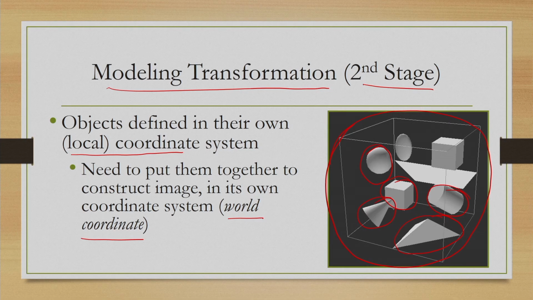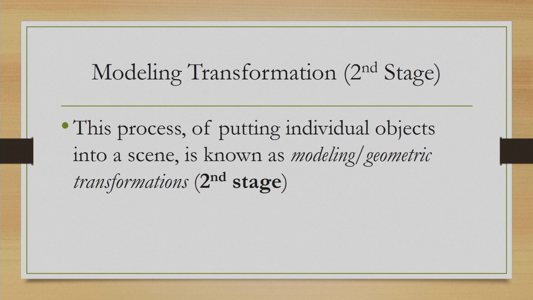So, there is a transformation, transforming an object from its own coordinate system to the world coordinate system. That transformation is called modeling transformation, which is the second stage of the graphics pipeline. So, in the first stage we define the objects, in the second stage we bring those objects together in the world coordinate system through modeling transformation, which is also sometimes known as the geometric transformation. Both the terms are used, either modeling transformation or geometric transformation. That is the second stage of the graphics pipeline.